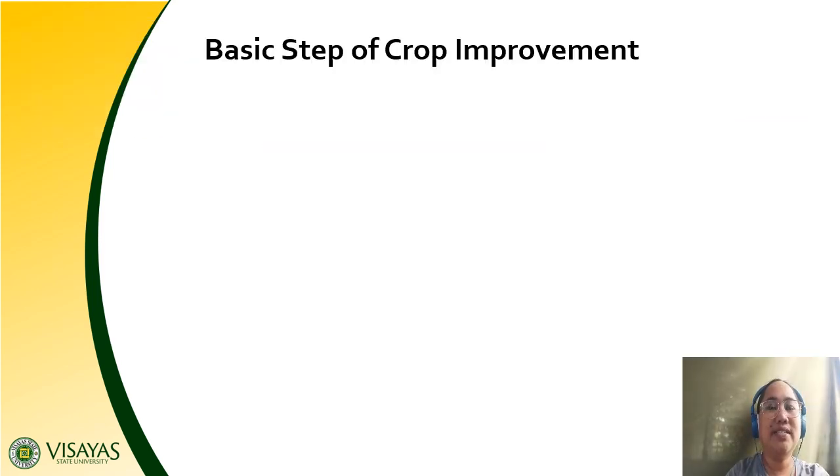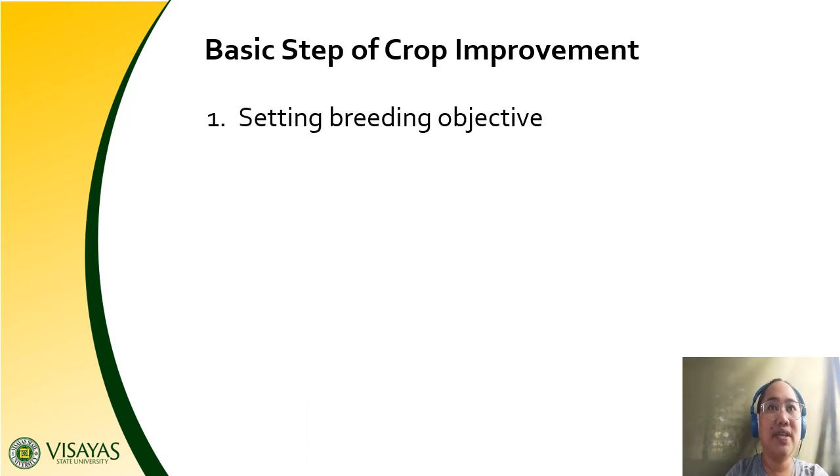Okay, so let's discuss the basic steps of crop improvement. Number one, you have to set breeding objectives. So this involves deciding what target environment or what target trait to improve in a certain plant.